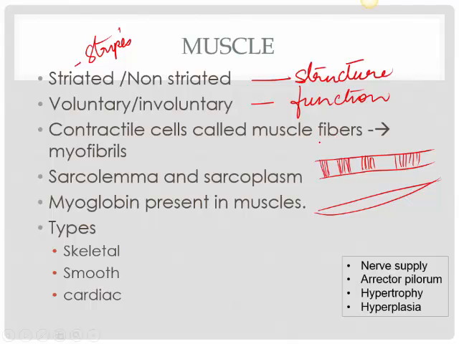And inside a muscle fiber, you have tinier filaments present, tinier structures present, which are known as myofibrils. So notice the use of the word myo with muscle. And when we do the muscular system, we'll do these in more detail.